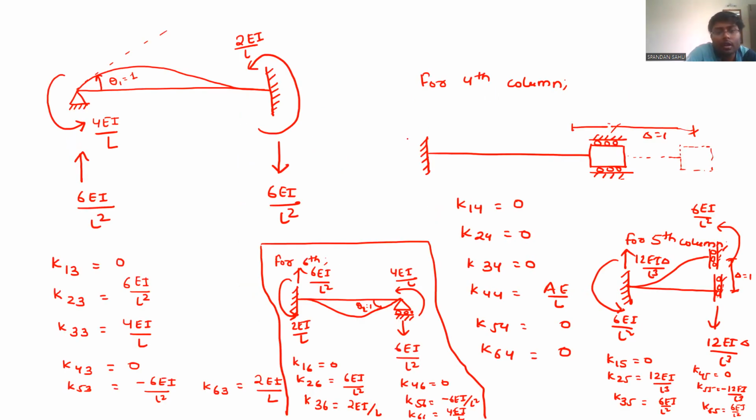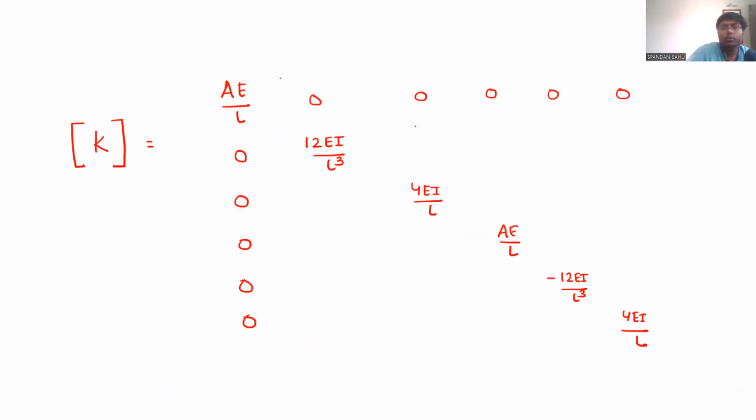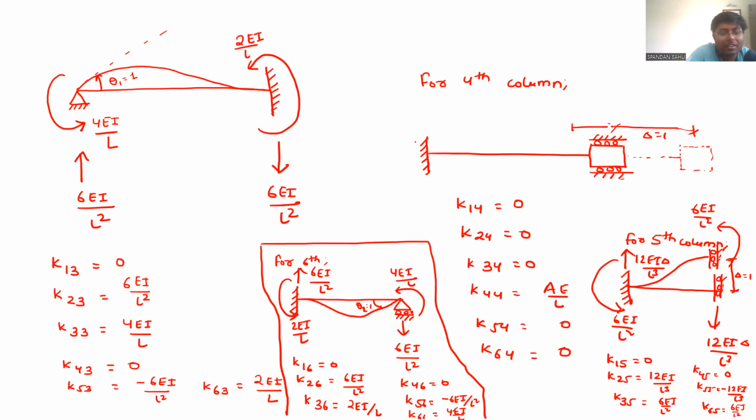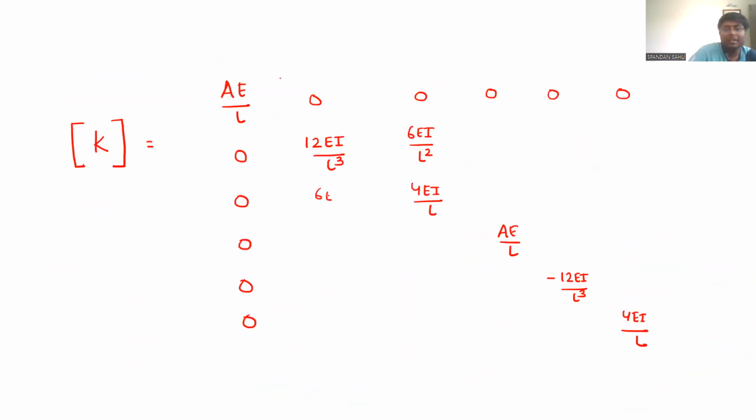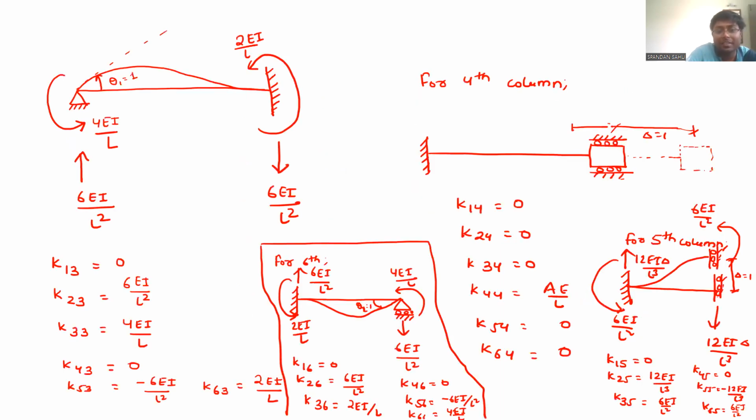Now K23 is 6EI by L square. K32 will be the same, symmetric. Now it is coming or not? Yes, sir. That is the conclusion we have to make from here, as if we don't know anything. K24 is 0. K42 is also 0.